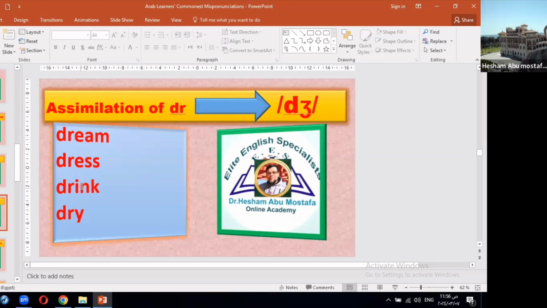Dry. Okay, so the d followed by r, the d changes into j. Okay.